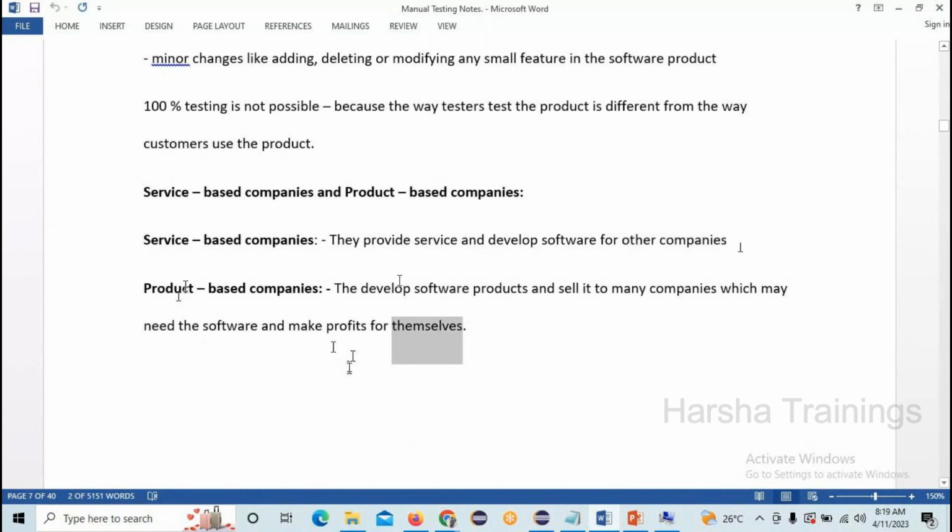Service means they are going to develop projects for other companies, like TCS, Cognizant, Capgemini, all these. But a product based company creates a product themselves, does the marketing themselves, and is going to sell it. Amazon Alexa is there, AWS cloud services are there. All these things are called product based companies. Clear about service and product? Yes, more clear than yesterday.